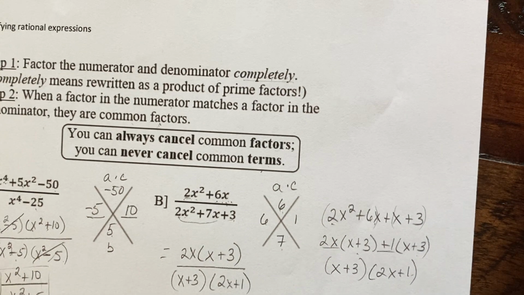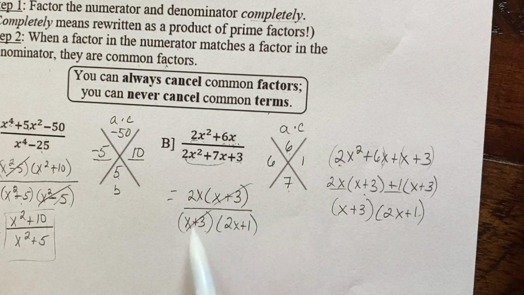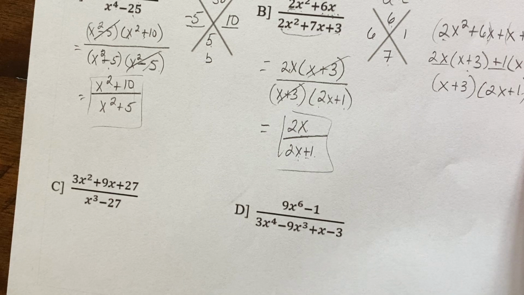And now we look top to bottom, and I see I have a common factor of x plus 3. So I'm left with 2x over 2x plus 1. And now we have it done. And again, you are not allowed to reduce those because this is connected to that x plus 1.